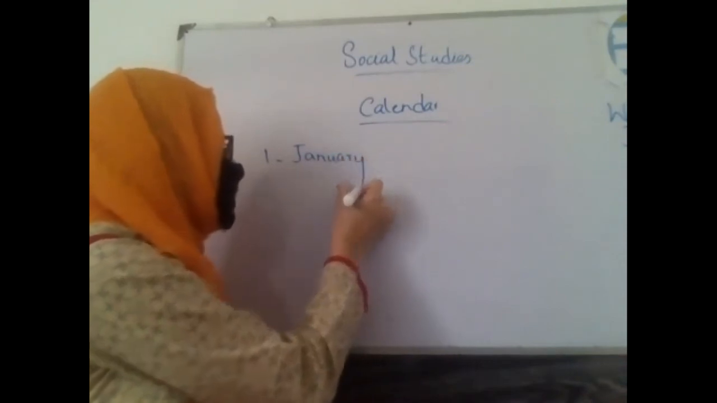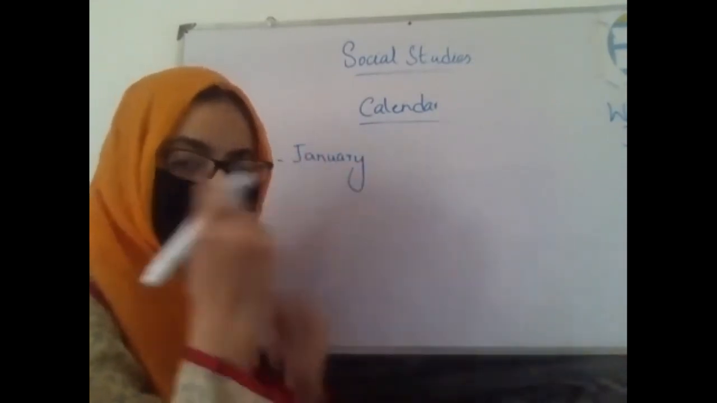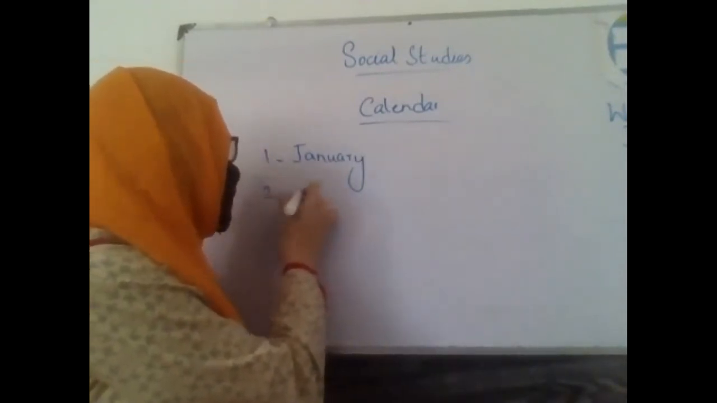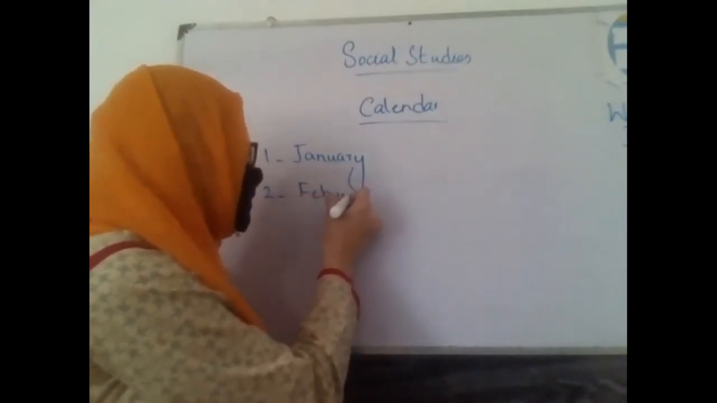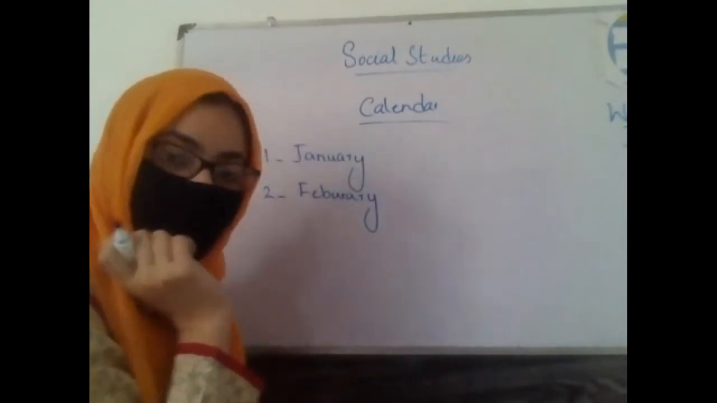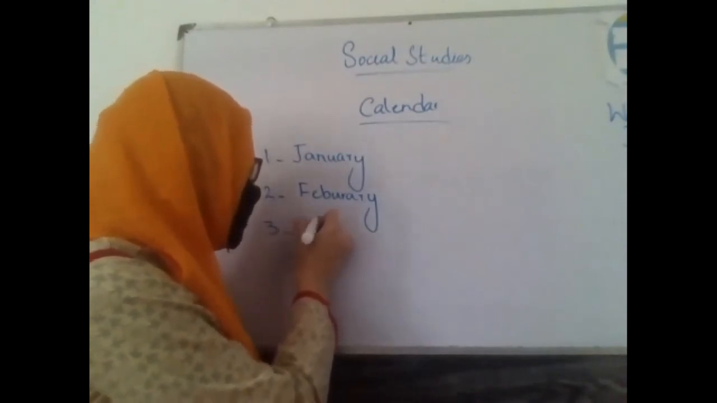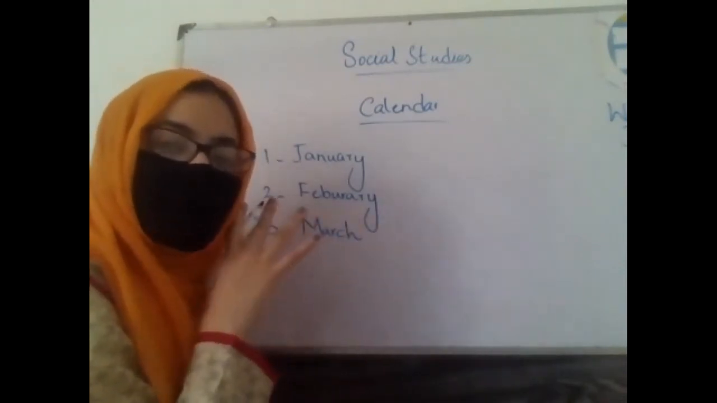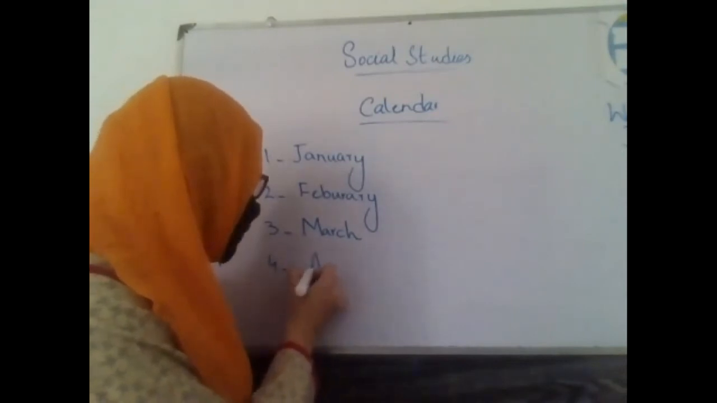So the very first name is January, a very, very cool and very lovely month, right? Okay. Then we have February. Okay, let's first write the names of the months, then we will do an activity, okay? Then we have March. March is again a very lovely month. You don't feel cold, you don't feel hot. So it's a very lovely weather, right? Then we have April.